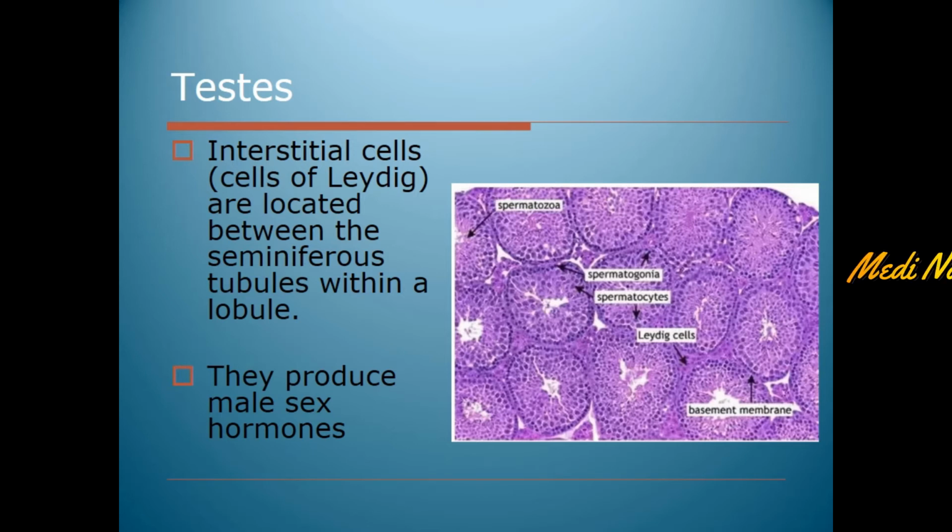In the testes, between these seminiferous tubules, we can see some interstitial cells called Leydig cells. These Leydig cells are involved in the production of male sex hormones. In this picture, you can see the location of the Leydig cells.